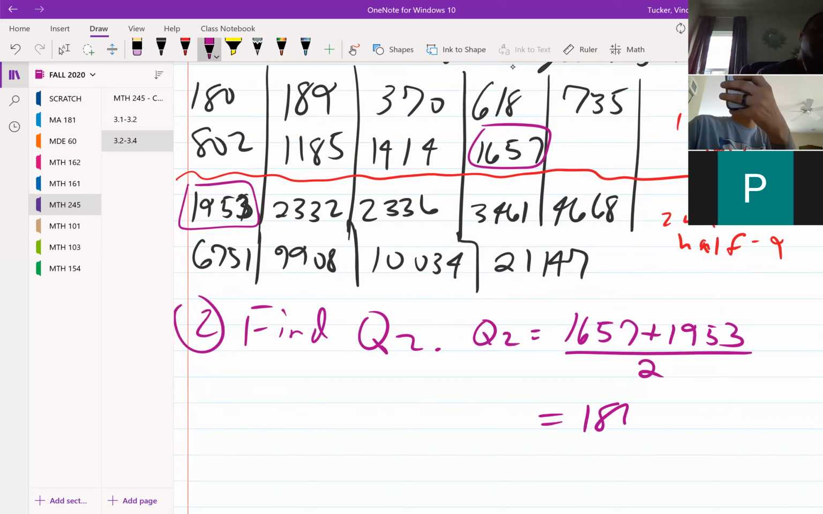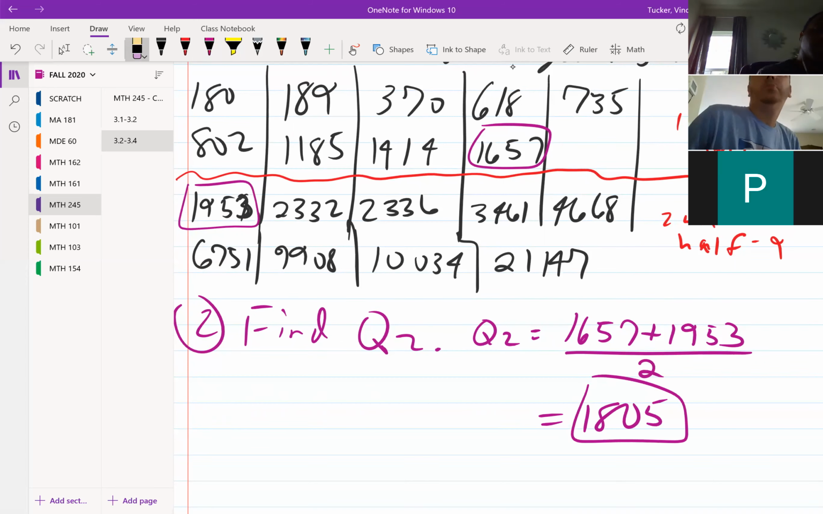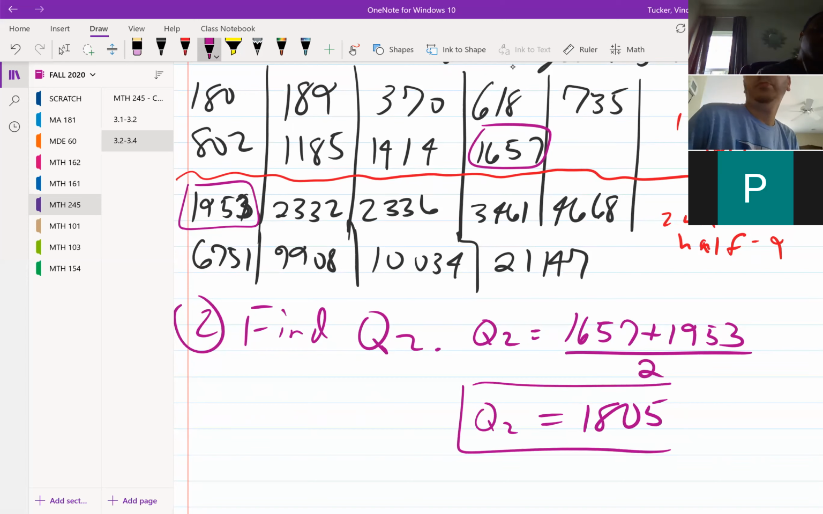And I should get 1805 for Q2. I'm just asking because I'm trying to work these as you do them to see if I'm going to get the same answers. No, you're fine. You're fine.